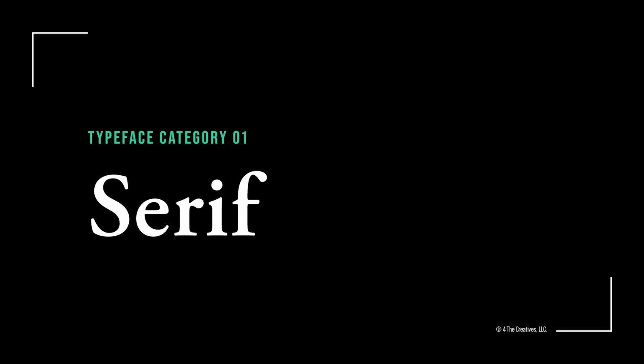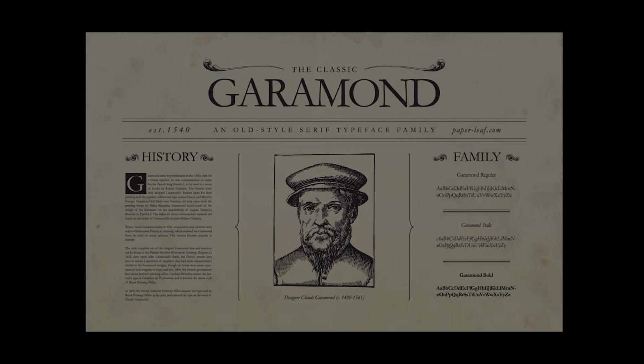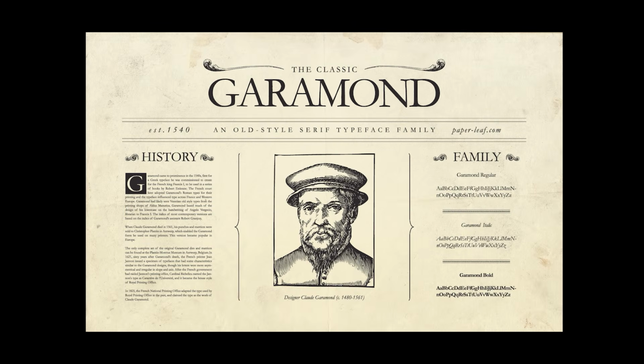There are 4 categories typefaces fall into. Serif, which indicates the embellishments or projections at the end of each letter to help lead the eye to the next letter. You will find these used often in books as they are easier on the eye of the reader. Serifs were created as far back as the 1500s by designer Claude Garamond.